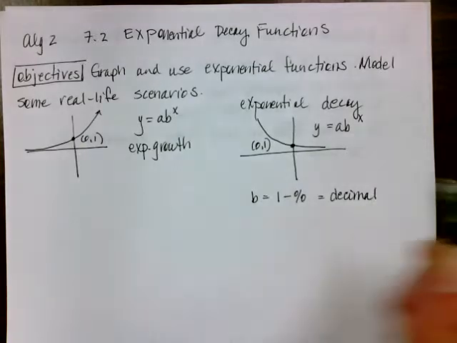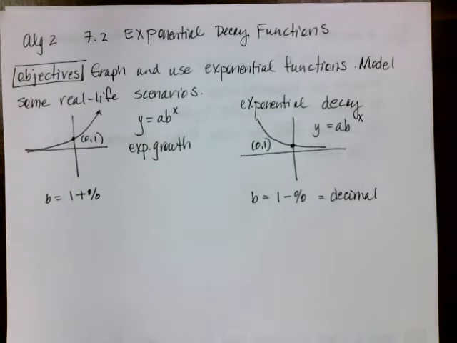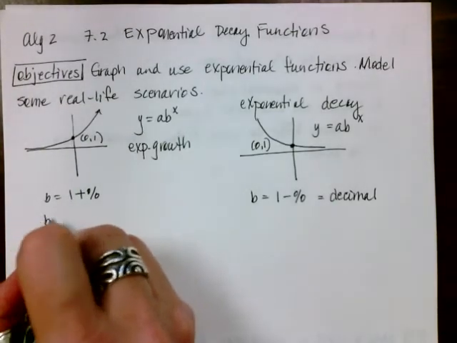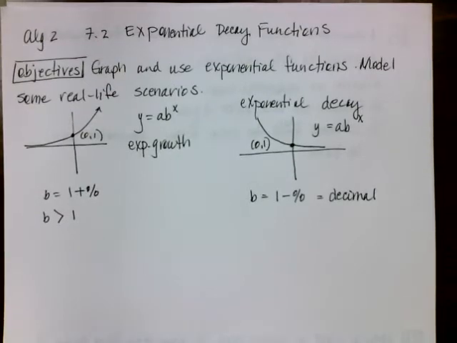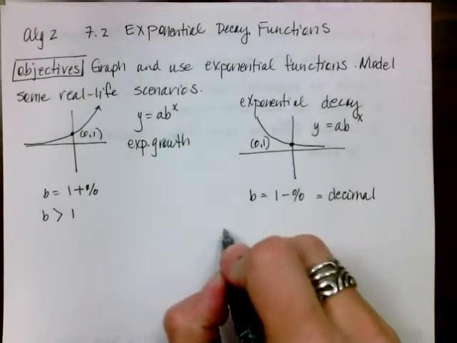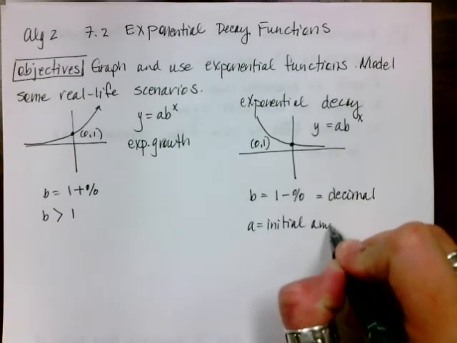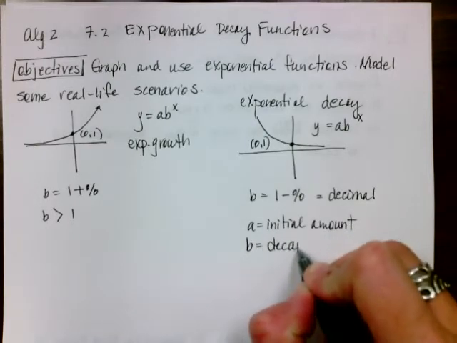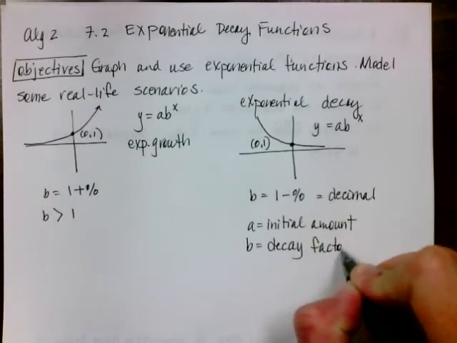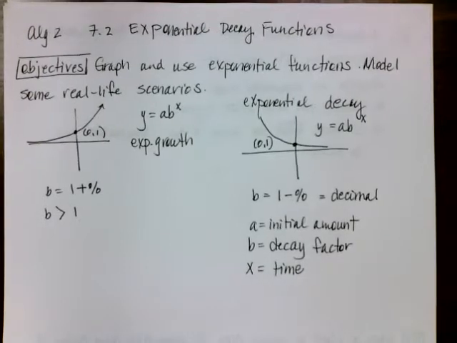Okay? Back in the growth case, your b was 1 plus the percentage. So b was greater than 1. Alright, so that's the primary difference between our two equations. A is still going to be the initial amount. B is still considered, instead of calling it growth, we'll call it the decay factor. And x still represents time. So in essence, everything is the same. The only thing that has changed is b.